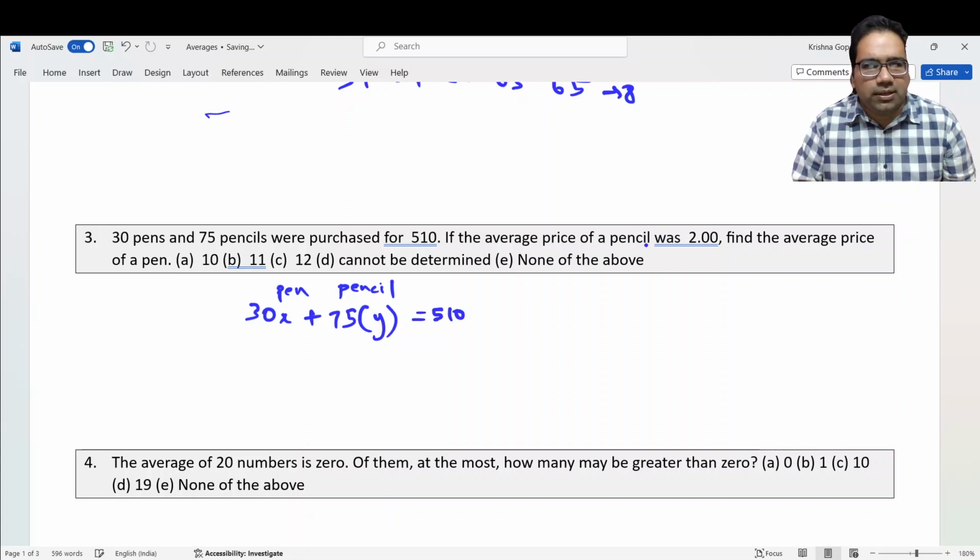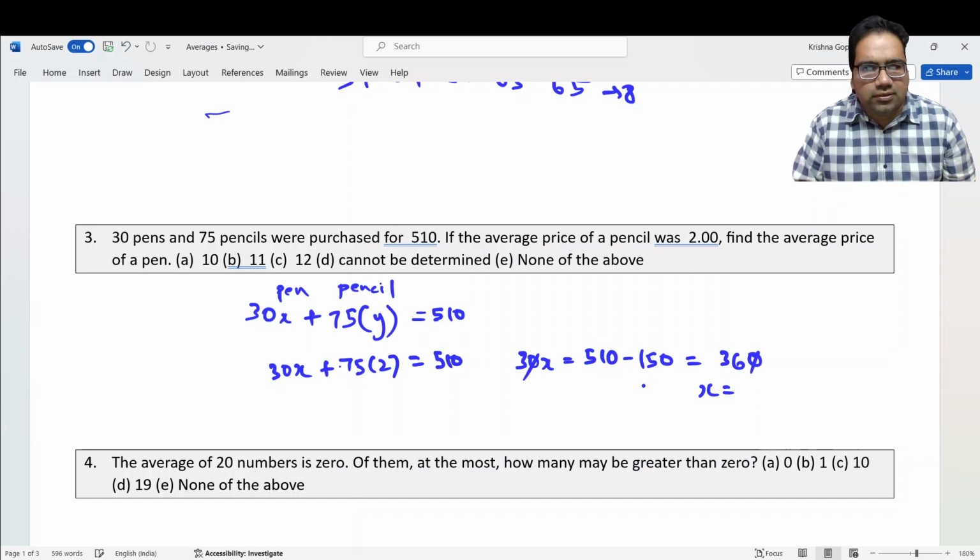510 is given, and the price of a pencil is already 2. That means 75 into 2 plus 30x is equal to 510. This means 30x is equal to 510 minus 150, which is equal to 360. That means x is equal to 360 by 30.